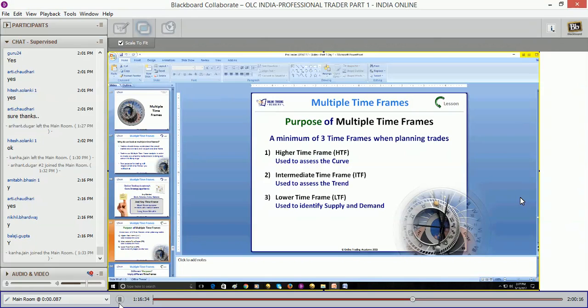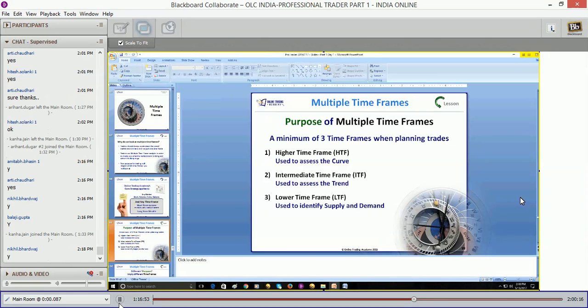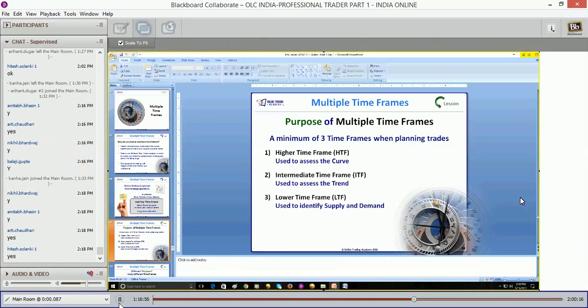You have an intermediate time frame which is used to assess the trend. The basic students who've finished Ignite would have learned about identifying trend using the 50 period simple moving average. Am I correct? We are going to learn how to identify our trend using the Dow theory, guys, which is a much more advanced and much more relevant way to mark my trend using higher highs and higher lows, that is price action or the Dow theory.